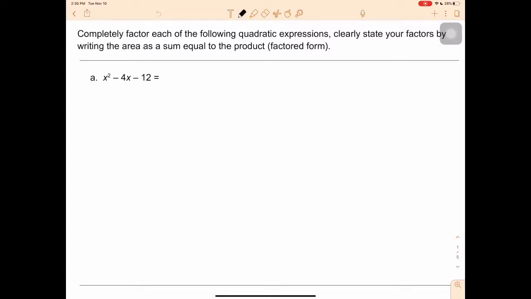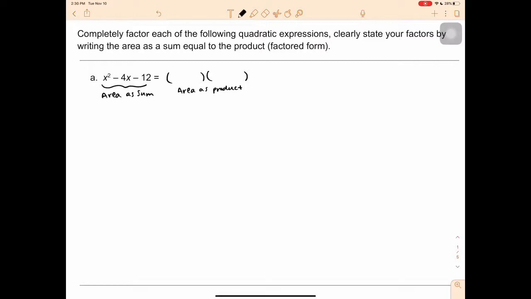So what that means is this here would be considered area as a sum. And we talk about this as area because we can set up area models in order to multiply the two factors together to give us the area as a sum. So this would be the area as a product, which is what you are going to find.